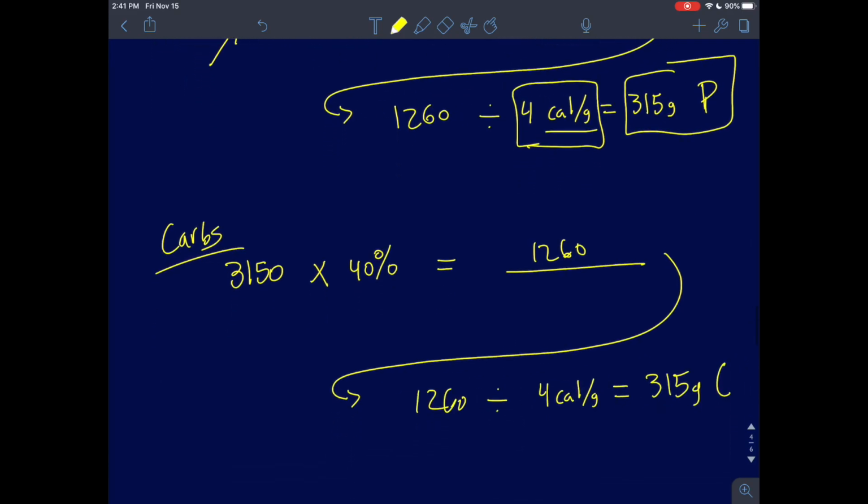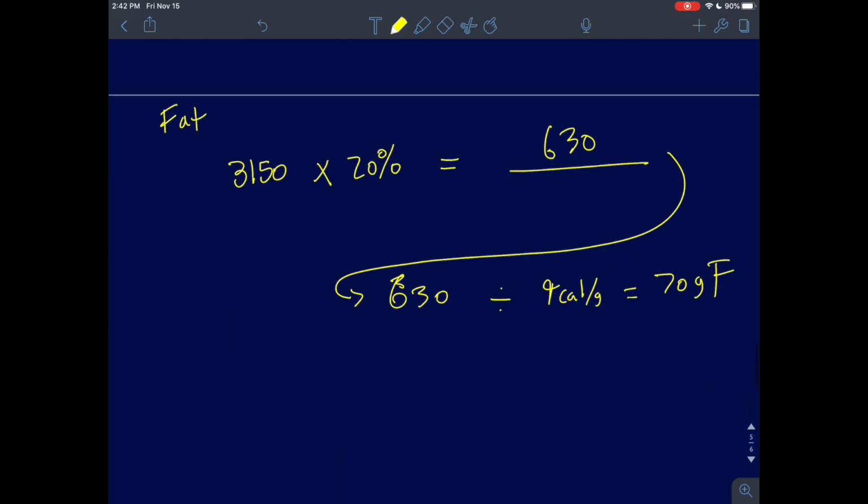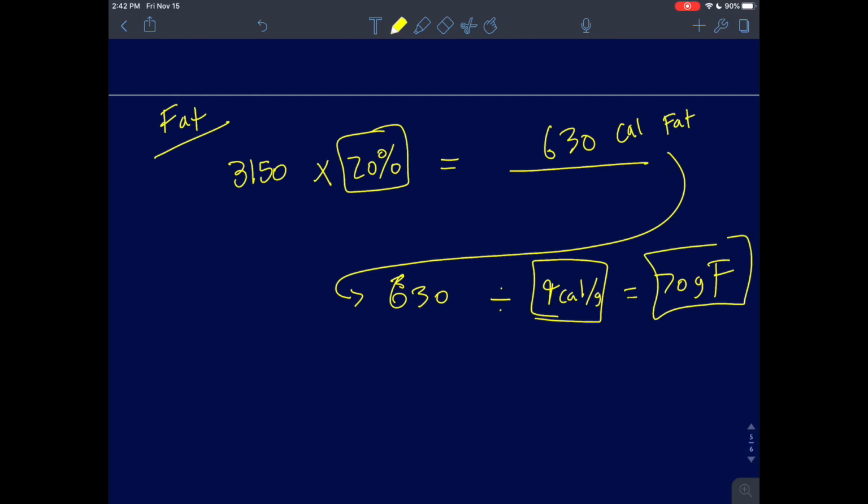Carbs, since we're doing the same percentage, you get the same amount. So 315 grams of carbs. Not going to go through that again. The only thing that changes with fat is the 20% here. So instead of 40%, it's 20%, and that gets us 630 calories coming from fat. There's 9 calories per gram of fat, and 630 divided by 9 is 70 grams of fat.